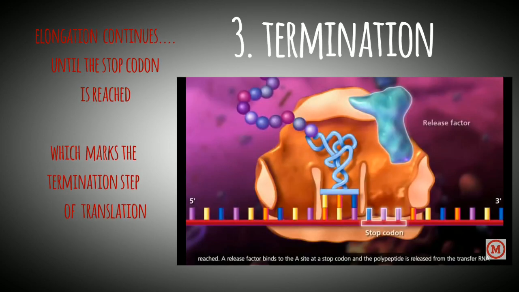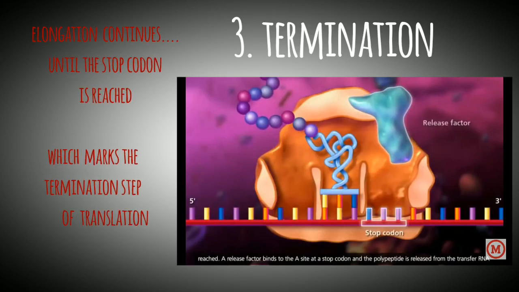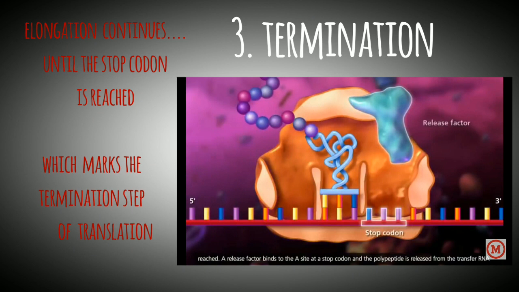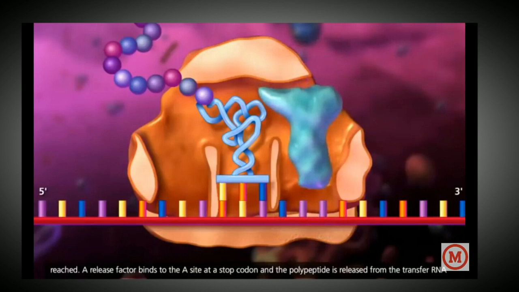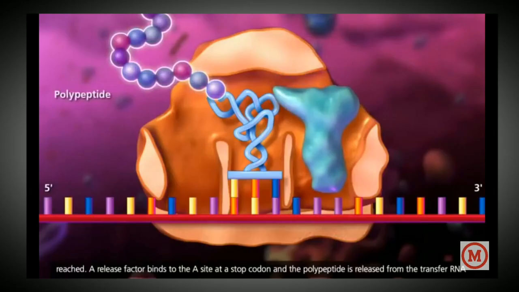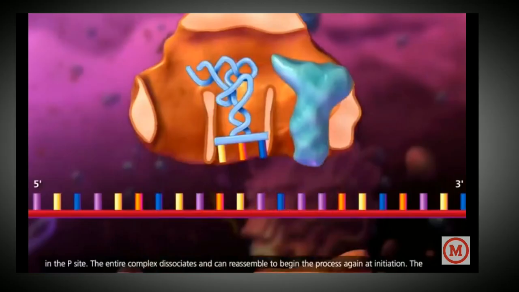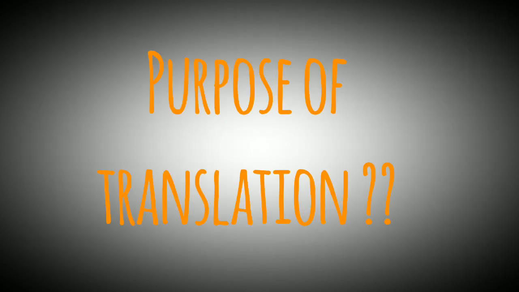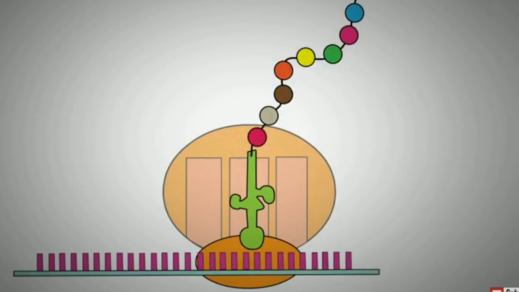In this way, the elongation continues until the stop codon is reached and helps in the formation of a polypeptide, which is released from the tRNA in the P site. In this way, the entire complex dissociates and can reassemble to begin the process again at initiation. The purpose of translation is to produce polypeptides quickly and accurately.